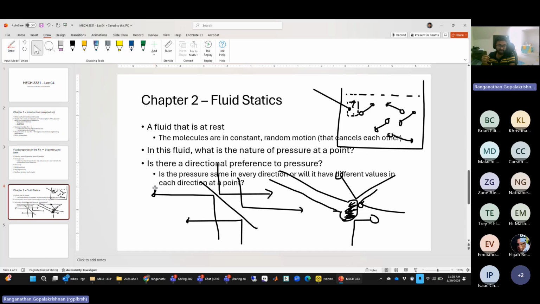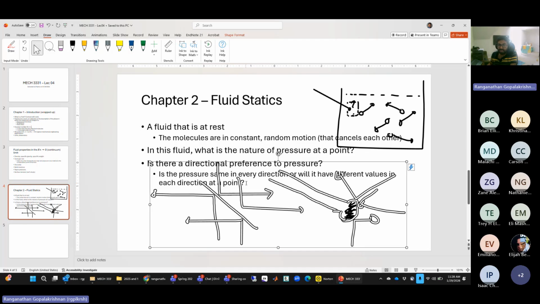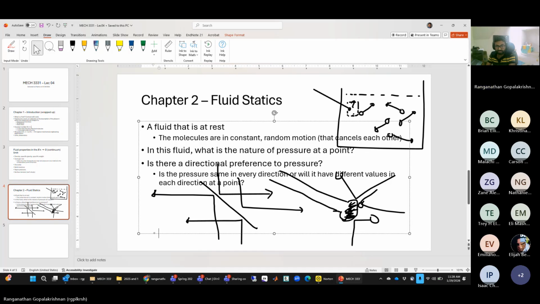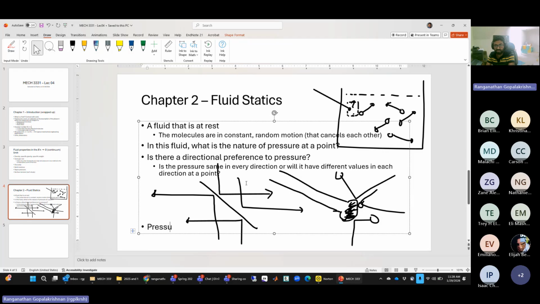So the first insight that we are taking from that basic idea is that pressure is a scalar at a point. It has the same value, or a single value, in every direction. There are no components. There is no XYZ dependence. It's just a single value pressure at a point.